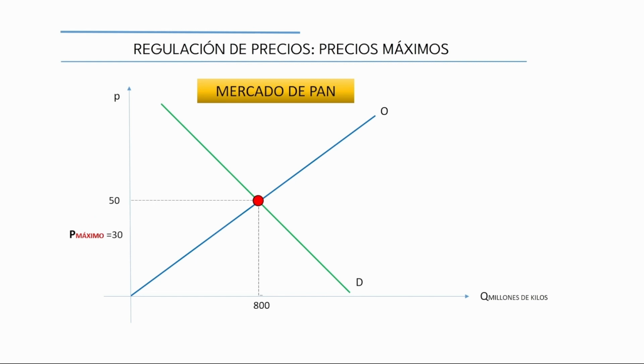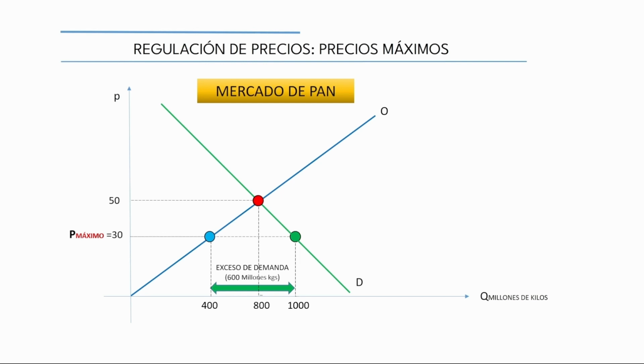At this price, 1 billion kilos would be demanded in the market, but producers would only be willing to provide 400 million kilos. This results in an excess demand of 600 million kilos. There isn't enough bread at that price to cover all the demand.